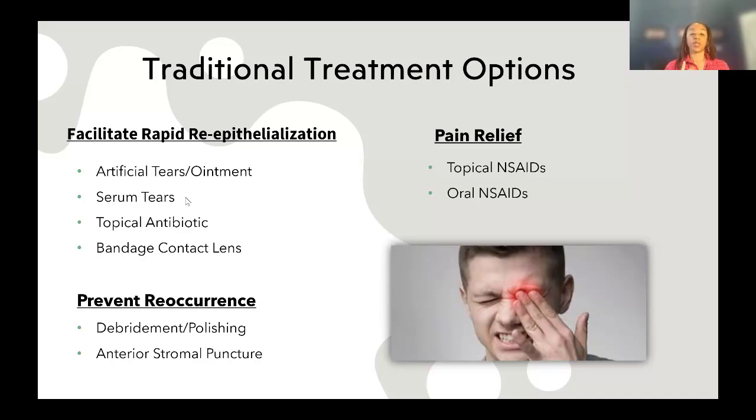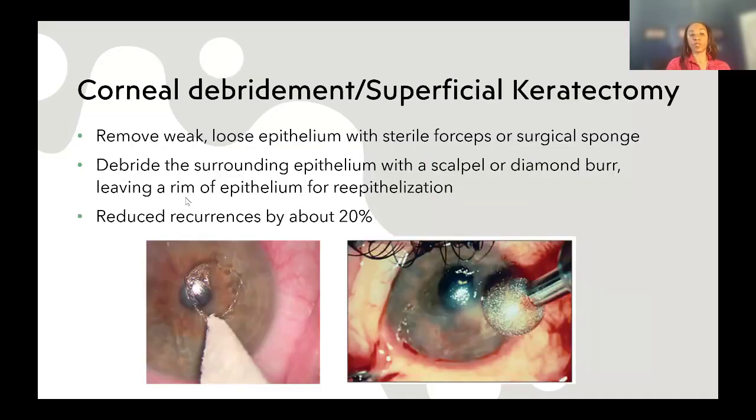And then preventing recurrence is key here. So the two main treatments for this are debridement and polishing, and then anterior stromal puncture. So corneal debridement, depending on where you're from, some people say debridement, but here in the South, we say debridement, also known as a superficial keratotomy. This particular procedure will reduce reoccurrences by about 20%.